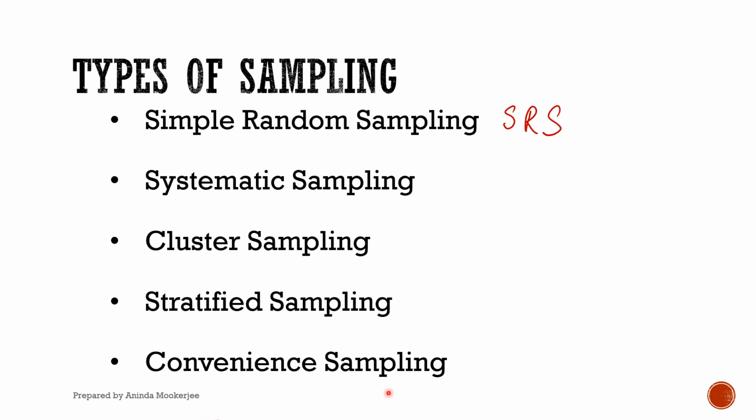And then the last one is not really a good sampling method. It's called convenience sampling. It's not truly random either. But we need to know what it is. All right. But the first four are sampling techniques which should be used when creating a sample.